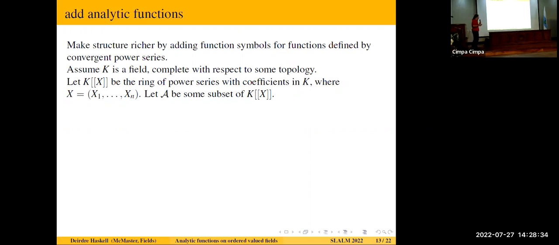So the very general thing to say is, let's suppose I have some field. It's got some topology on it, and that is complete with respect to that topology, so I can talk about convergence. And then let's look at the ring of formal power series which have coefficients in K. Take X to be a multivariable here. And then let's take curly A to be some subset of the formal power series.